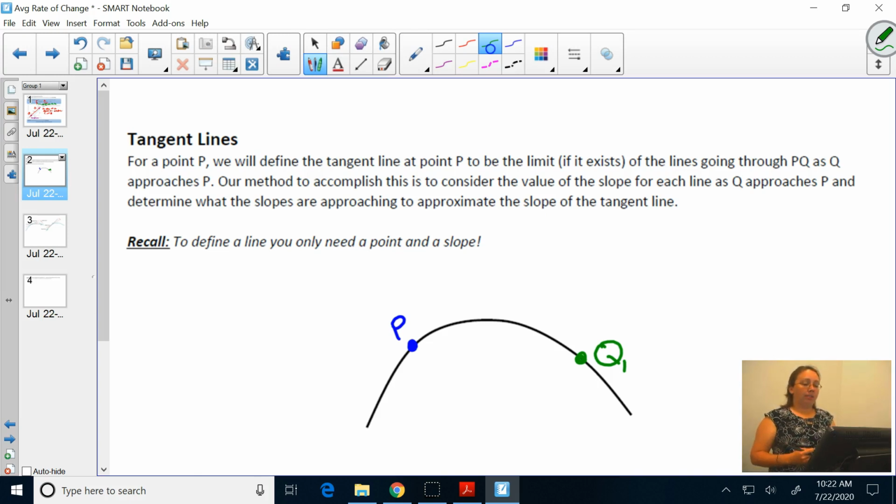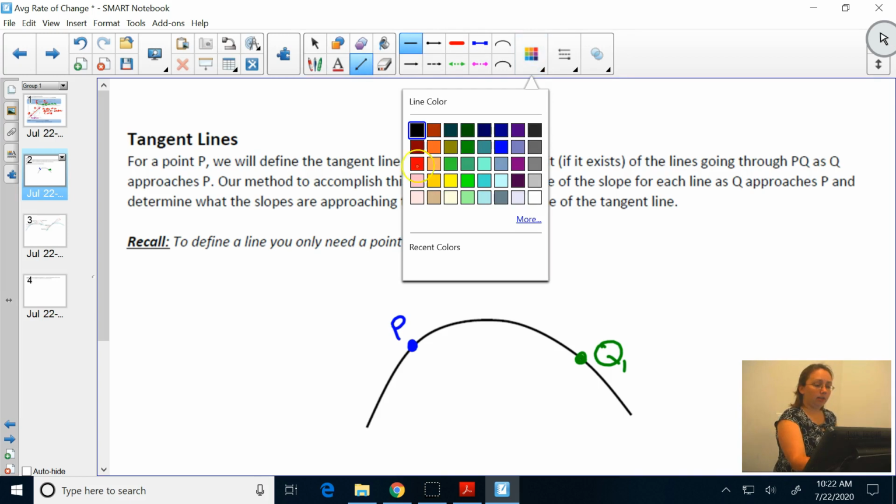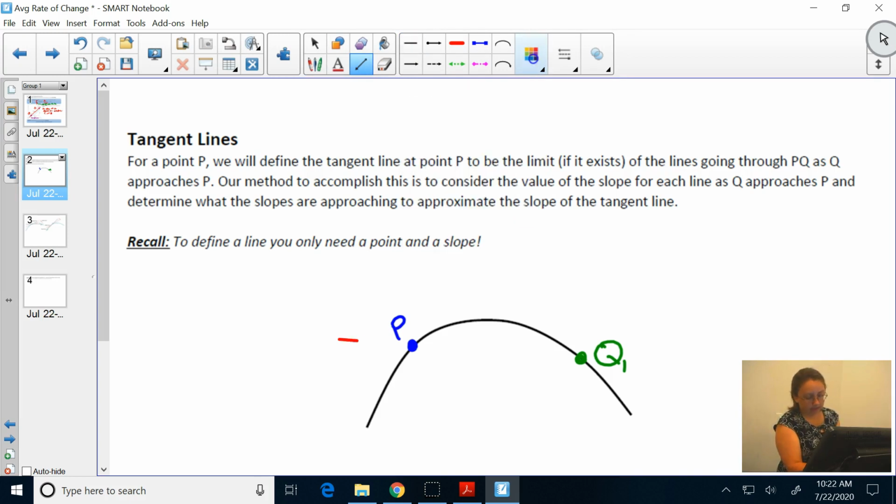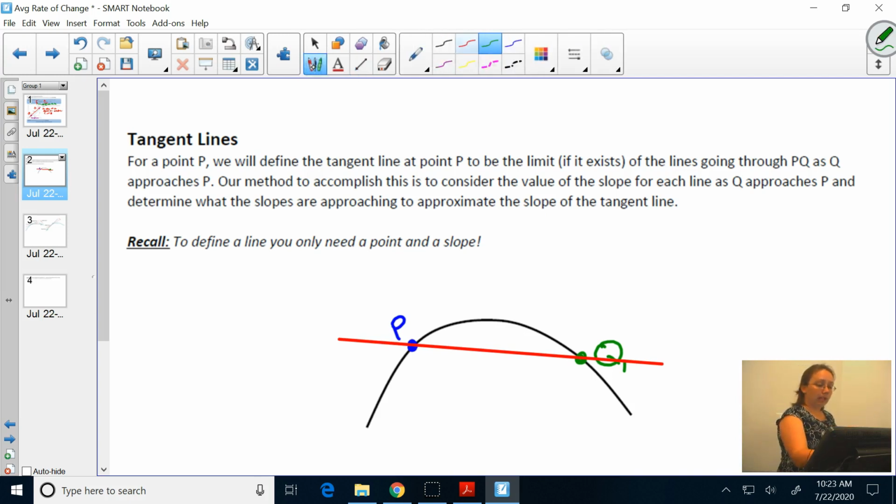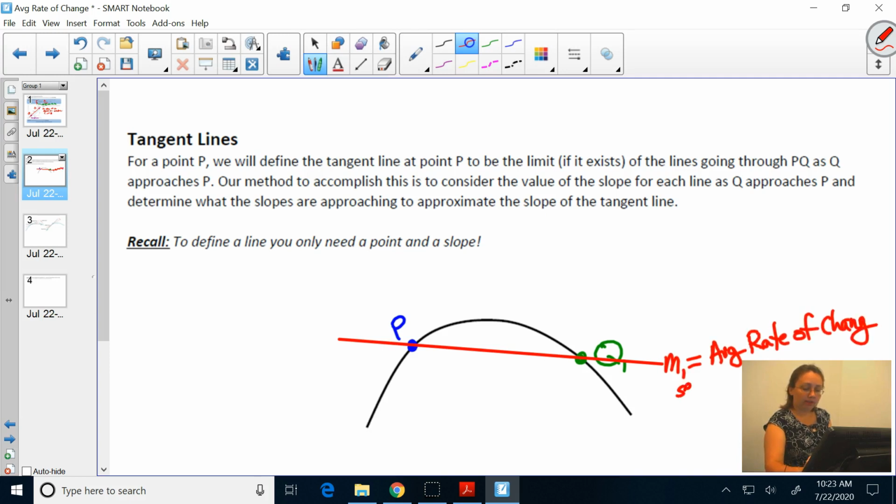Our method to accomplish this is to consider the value of the slope of each line as Q approaches P. So we need a line. Let's connect the dots here. So we connect the dots with a straight line. There's our first one. This line is a secant line. It's connecting 2 points on our function, on our curve. So this line, the secant line, has a slope. That slope is the average rate of change. So this is the slope of the secant line.